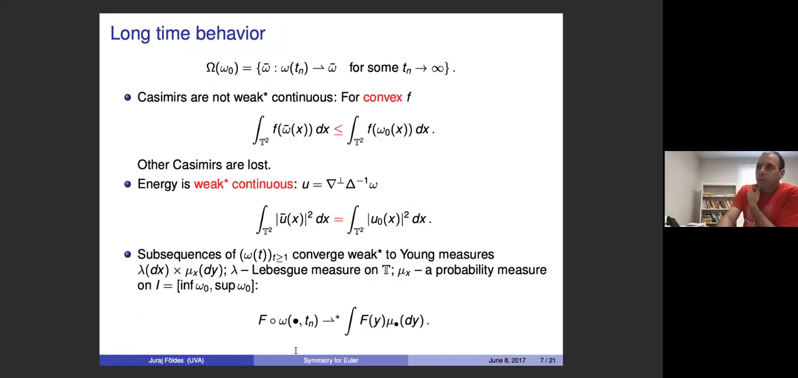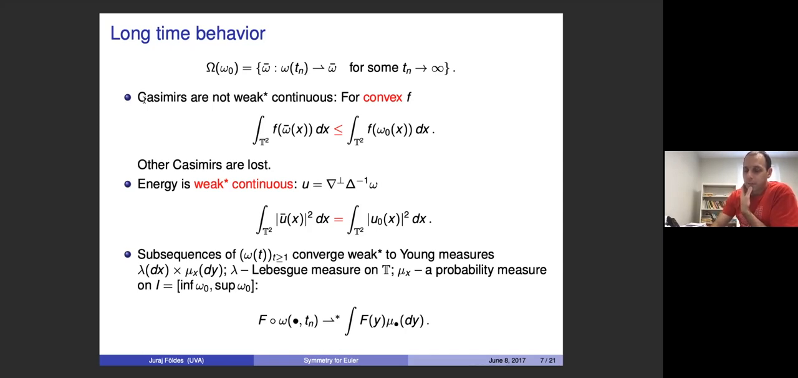All right, so let's look at the long-term behavior. What can we say about our omega limit set? We agree that the omega limit set is going to be the weak star limit of the trajectories. So this is exactly what it says: it's going to be the set of functions such that we have the weak star convergence of omega(t_n) along some sequence of times to this function.